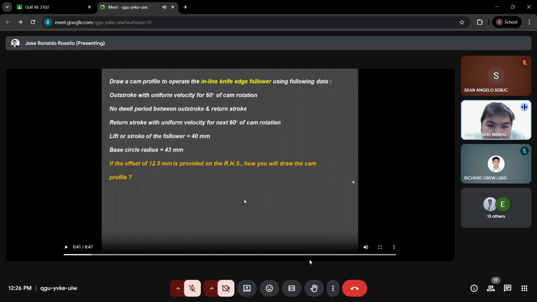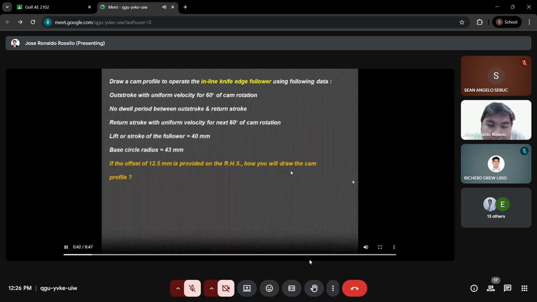So dito ang sabi, what if daw yung offset is 12.5 sa right hand side, kaya RHS, nung ating center nung cam. So, ang kanyang offset is 12.5 millimeters. Pakita natin mamaya kung paano yan.